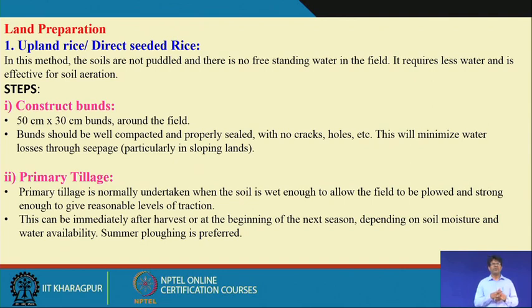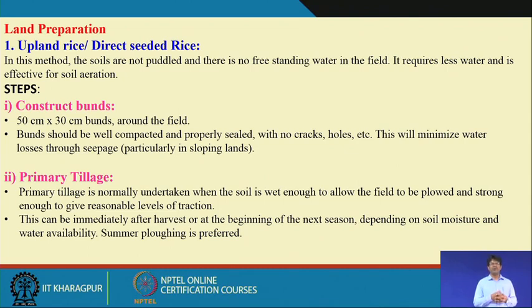Then, for tillage, we go for primary tillage, normally undertaken when the soil is wet enough to allow the field to be plowed and strong enough to give a reasonable level of traction. This can be done after harvest or at the beginning of the next season, depending upon the soil moisture and the water availability. So, we do prefer to have a summer plowing.